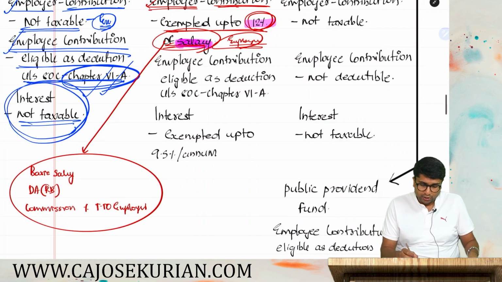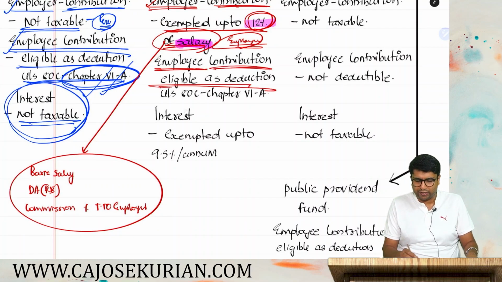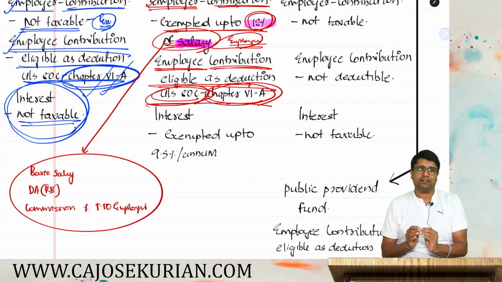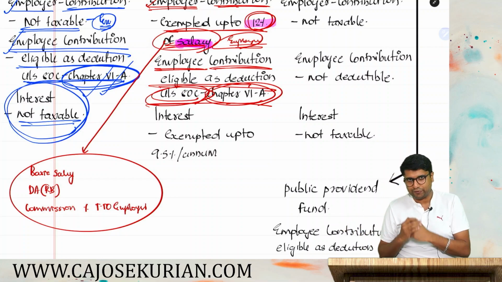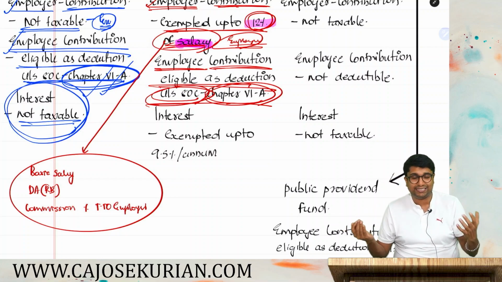Now moving on. Employee contribution. If you yourself are contributing something to a recognized provident fund, you can claim it as a deduction under 80C under chapter 6A. If you yourself are contributing any amount to this recognized provident fund, you can claim it as a deduction under 80C, chapter 6A.